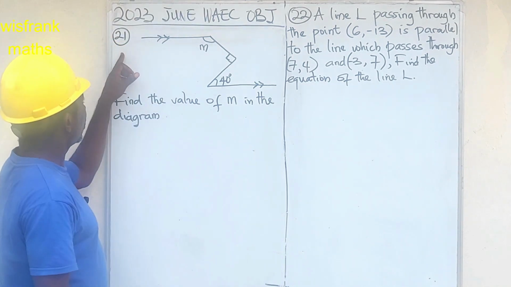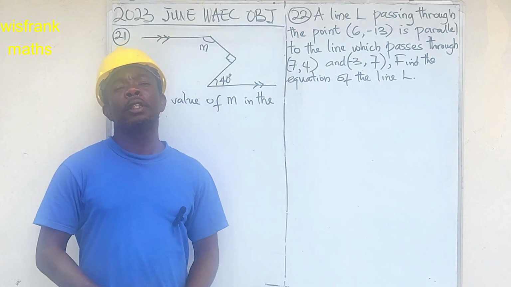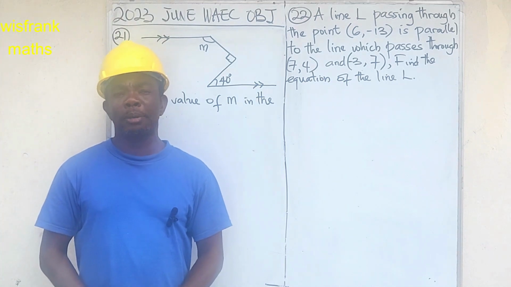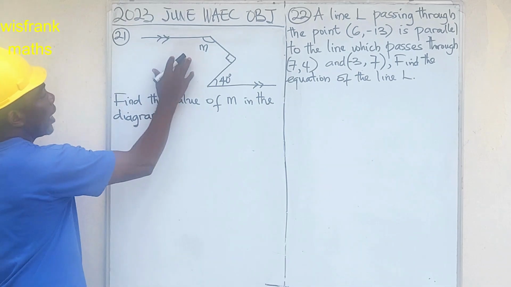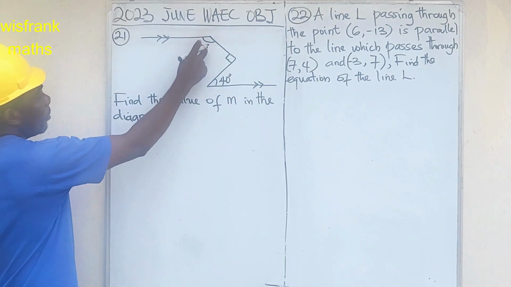Today we are looking at question number 21 from the 2023 June Objective Core Mathematics Examination, and it says: find the value of m in the diagram. This is the diagram given, and here is the angle m that we are going to find.